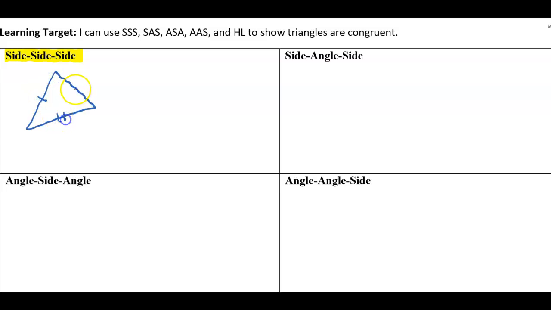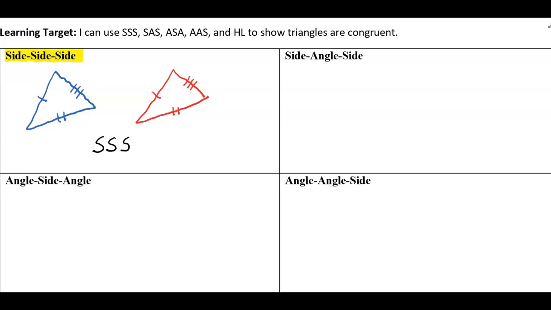I have three sides congruent in the blue triangle. And if I have three other sides, even if I were to rotate or translate the graph, if three sides of one triangle are congruent to three sides of another triangle, then they are congruent triangles. So this is called side, side, side. And that's the typical picture that you might see.